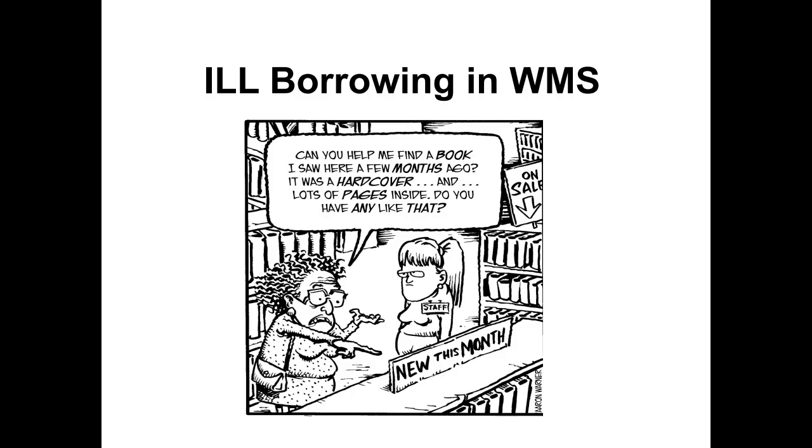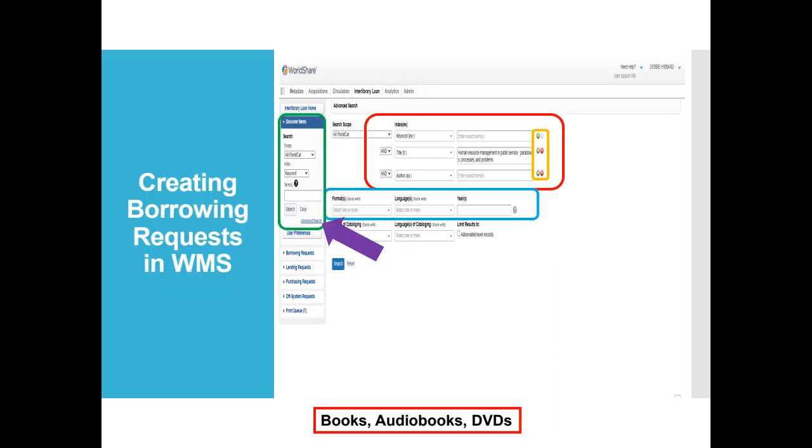All right, ILL borrowing in WMS. So as you see, the patron here is asking to find a book that you saw there a few months ago, which is a hardcover and has lots of pages inside. If you don't happen to have anything like that at your library, you can always request it from another library. And so we're going to look at some borrowing requests and how you create those in WMS. So the first thing that you're going to do is click on, again, Discover Items.